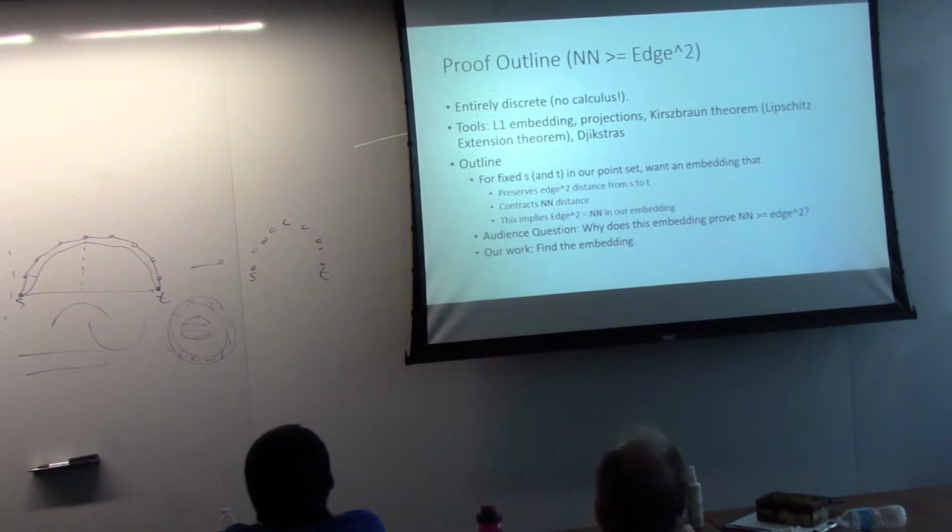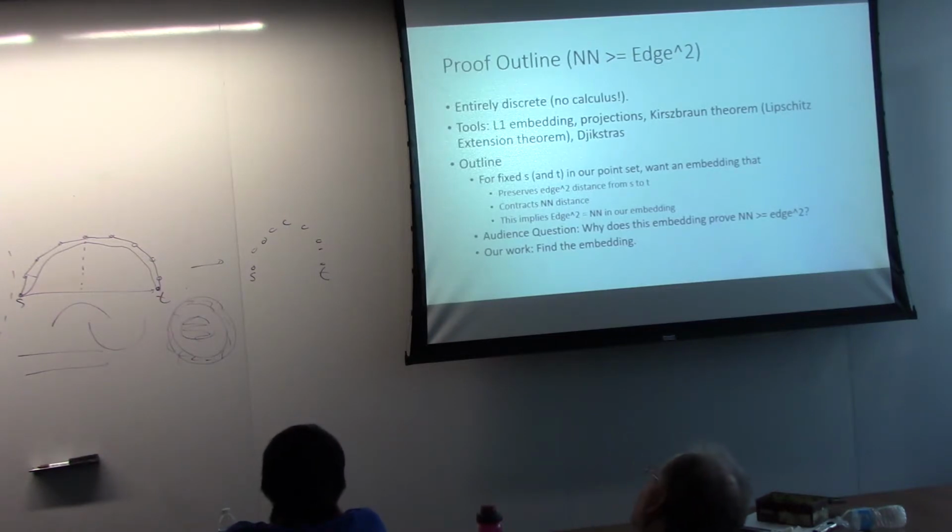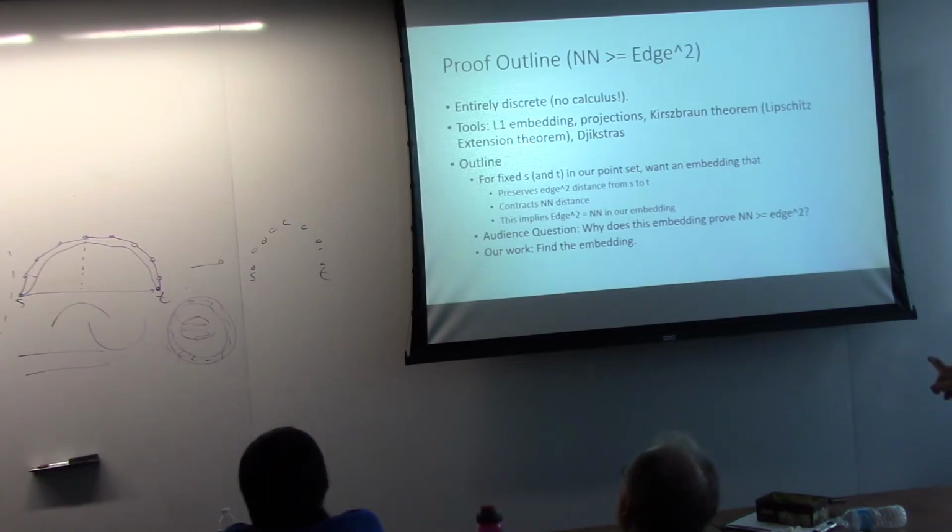So again, high level overview: the embedding preserves x squared, shrinks nearest neighbor, and gives a super nice set of points where you can prove nice things. You get this one from S to T, right? Yeah, only from S to T. But other vertices can get closer? Yeah, other vertices can get closer.